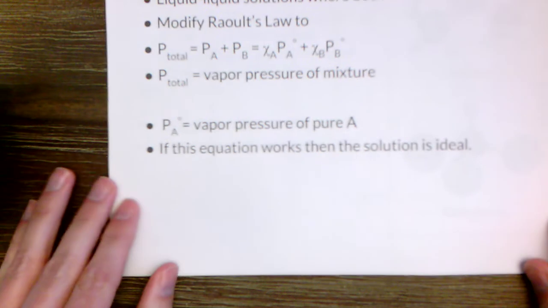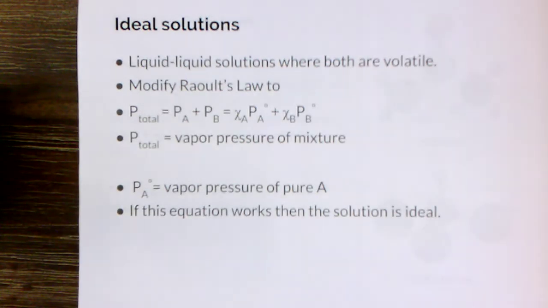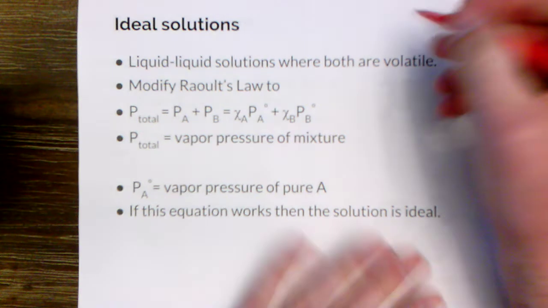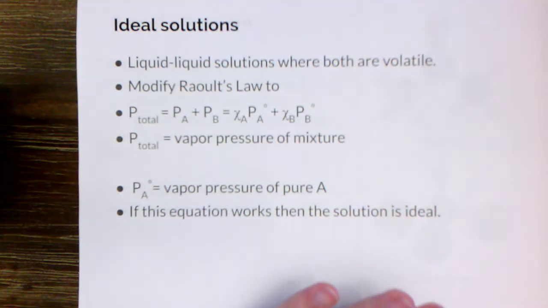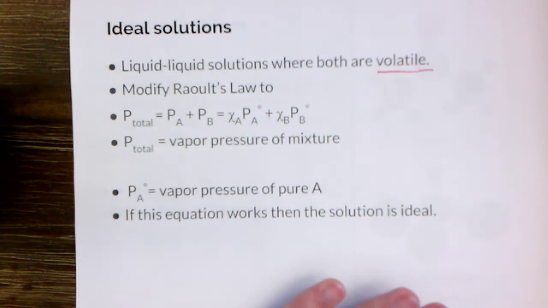Another situation you can run into with Raoult's law, a modified version, is what to do when you're dealing with two solutions that are volatile, and you're going to combine them together, or two liquids combining together to make a solution. Both of them are volatile. Volatile just means it evaporates. It has high vapor pressure, meaning that it is going to convert itself into a gas.